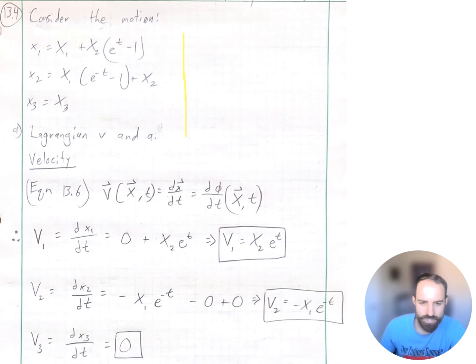So what we can do is use equation 13.6 here in the book. It's essentially your standard finding velocity and acceleration. You just take the derivative with respect to time. So if we do that for x1 here and x2, these are the two equations that we get, and then of course v3 is just 0.